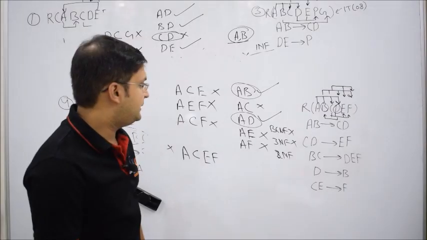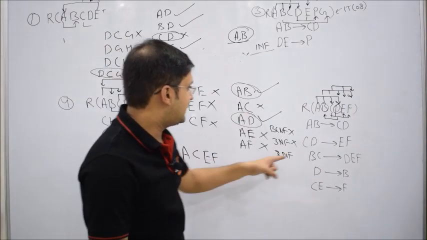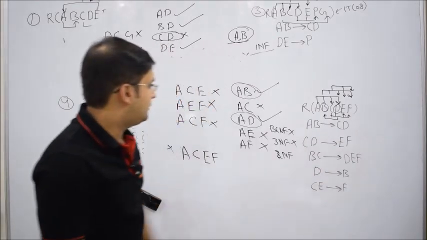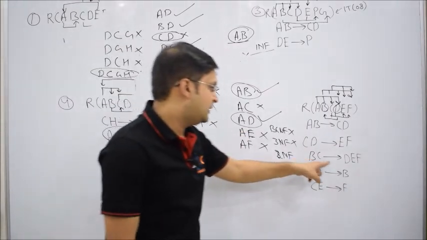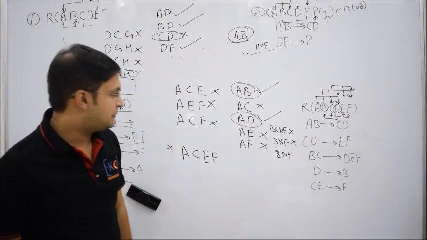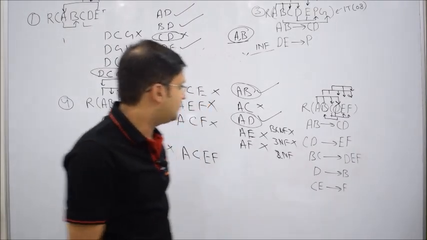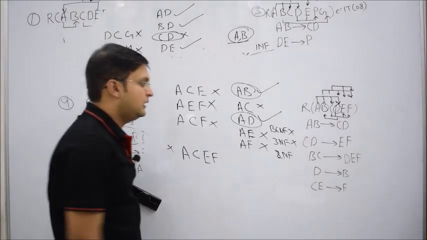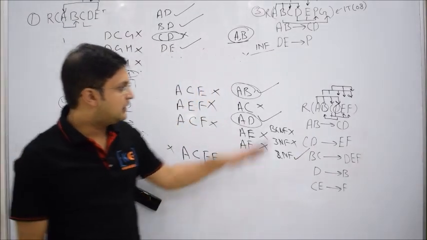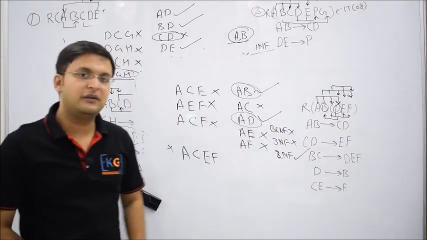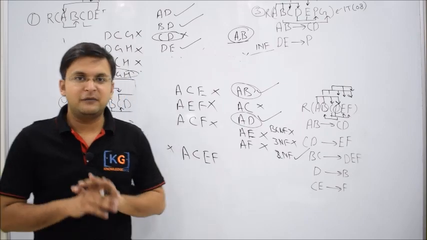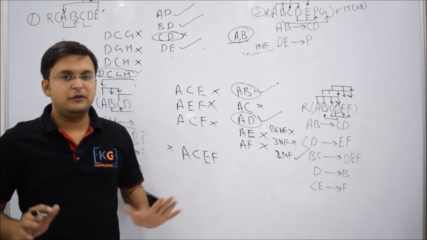Now BC: again B is a part but C is not, so I cannot treat it as partial. Now D to B: D is a part of a key, but B is also a part of a key, so it is also not a partial dependency. And C to E: both of them are not part of a candidate key. So I think this table will be in second normal form, because there exists no clear-cut case of partial dependency.